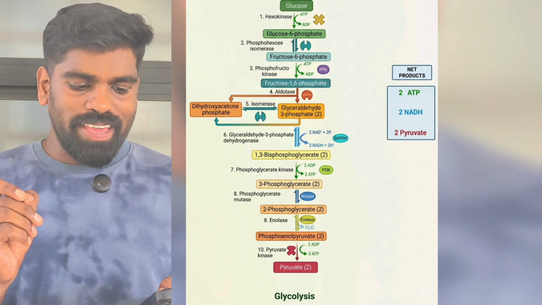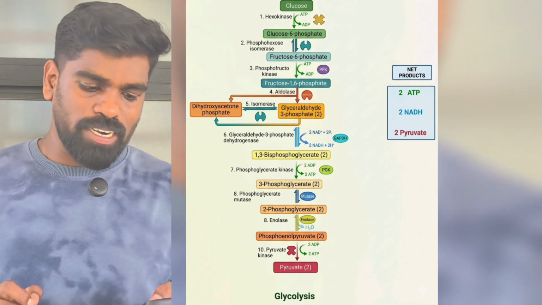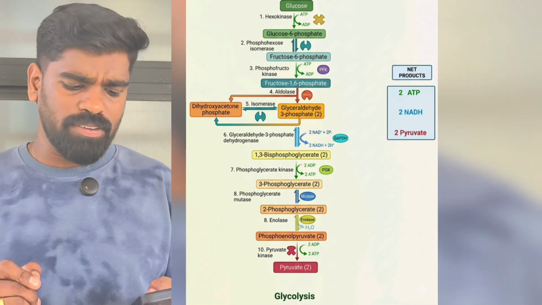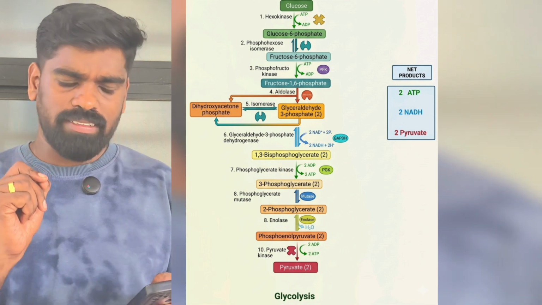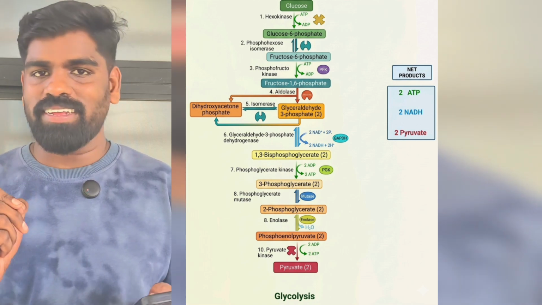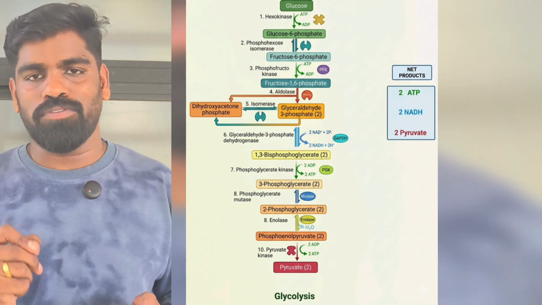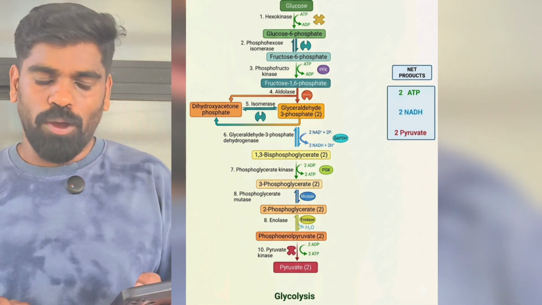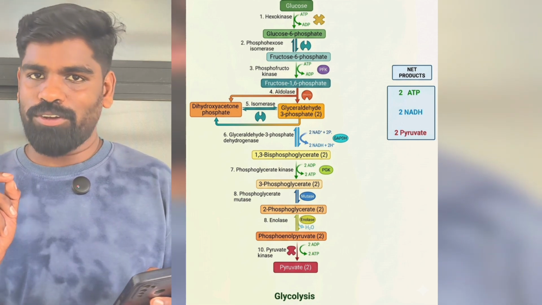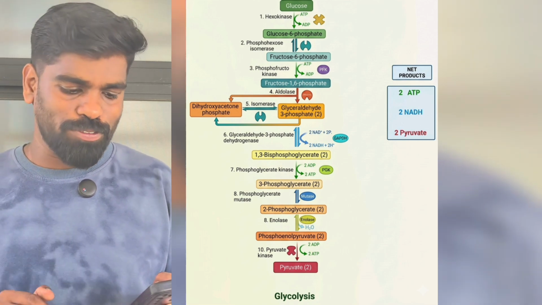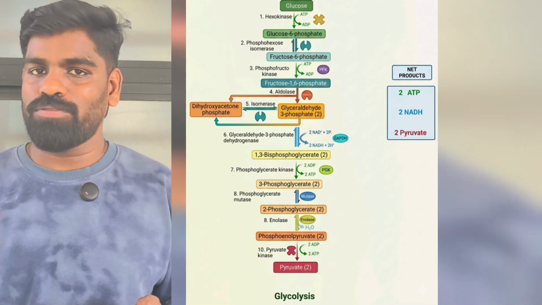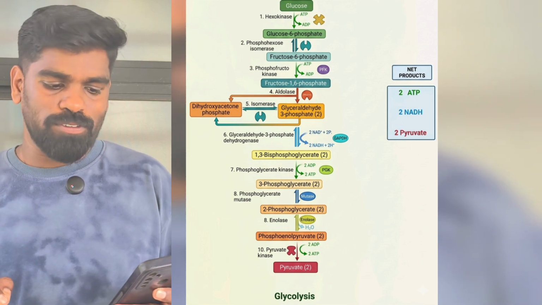Now 1,3-bisphosphoglyceric acid is converted into 3-phosphoglyceric acid, and as I have already told you, 2 ATP are produced. It takes place in the presence of phosphoglycerate kinase enzyme and Mg2+. Now 3-phosphoglyceric acid is converted into 2-phosphoglycerate in the presence of phosphoglyceromutase.